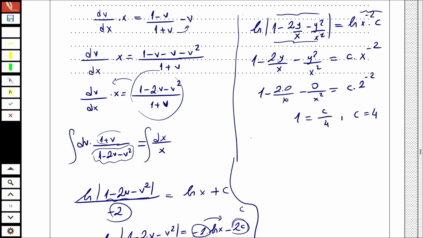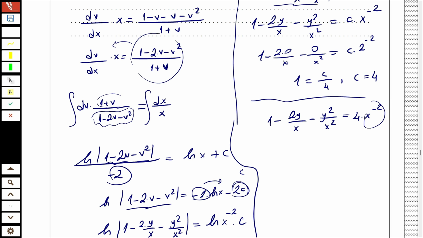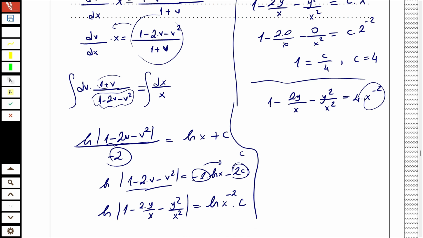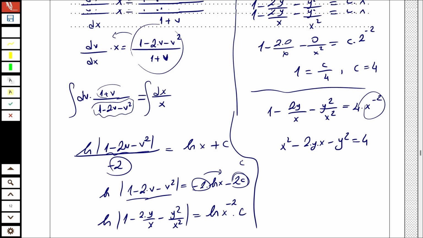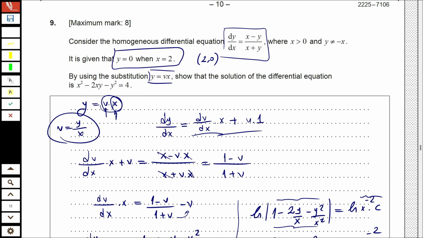So what we have now, our equation is 1 minus 2 times y over x minus y squared over x squared equals 4 times x to the power of minus 2. And if you multiply both sides by x squared, you will see that x squared minus 2 times y times x minus y squared equals 4, which is the equation we need to show.